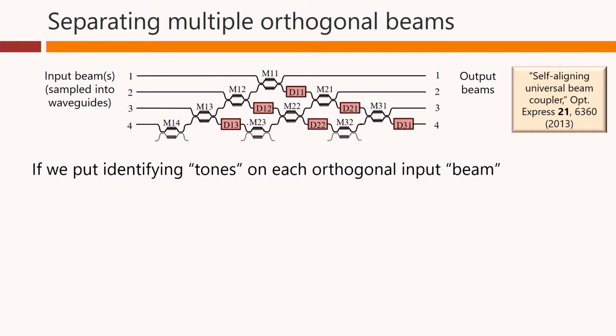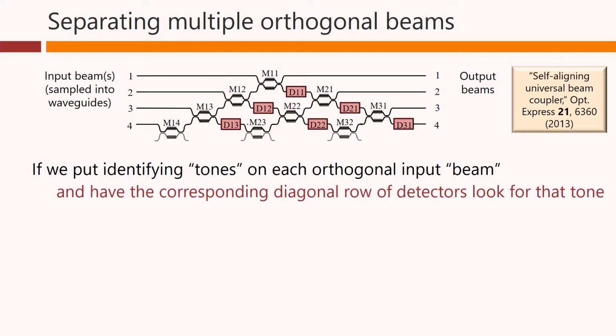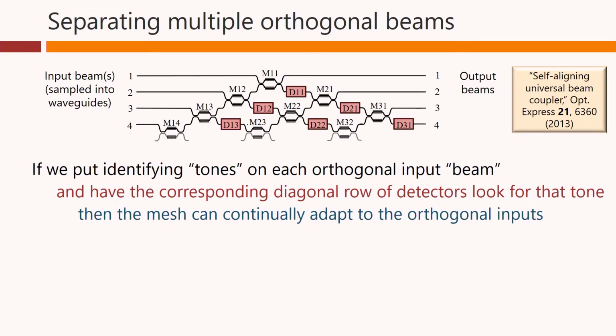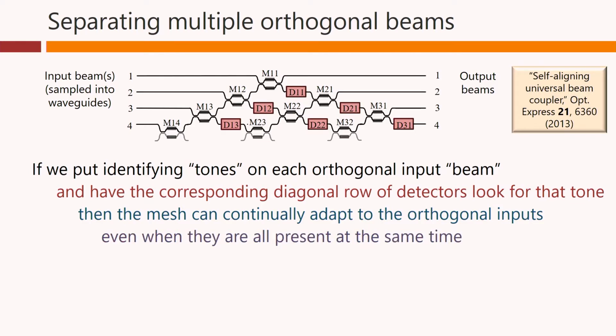If we now put identifying tones on each orthogonal input beam, that is a small modulation at some frequency, for example, and we have the corresponding diagonal row of detectors look just for that tone, then the mesh can continually adapt to the orthogonal inputs, even when they are all present at the same time, and even if they change.